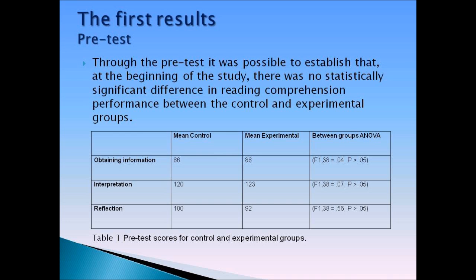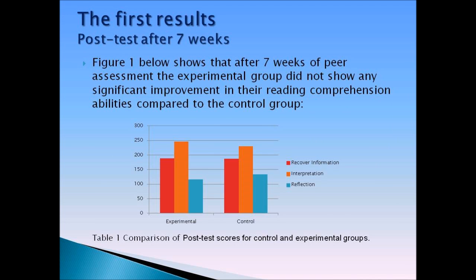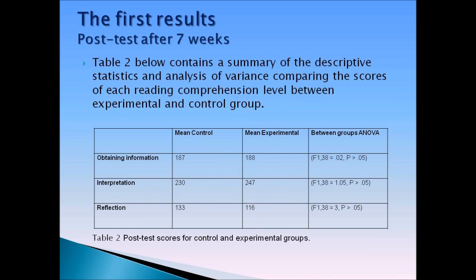Now, let's look at the performance of both groups after 7 weeks applying this peer assessment. After the first 7 weeks applying peer assessment, we did not observe any significant results based on the prime hypothesis of this study. It showed that both experimental and control groups did not show any significant improvement in their reading comprehension abilities. Let's take a look at this table.